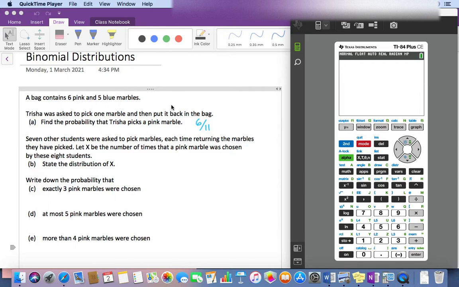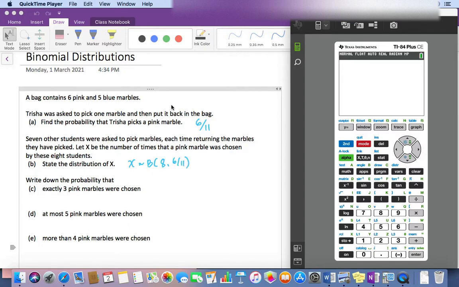So we're going to say that X is binomially distributed, and we will have two parameters when we describe a binomial distribution. The first parameter is the number of trials. The second parameter is the probability of success. So here we have tried 8 times, and the probability of success is 6 out of 11.